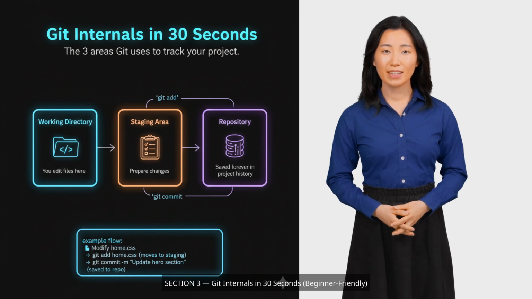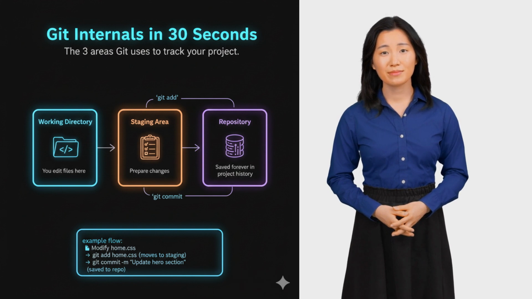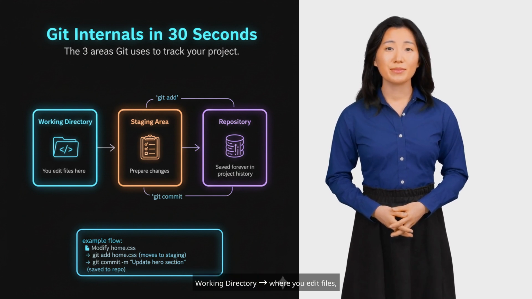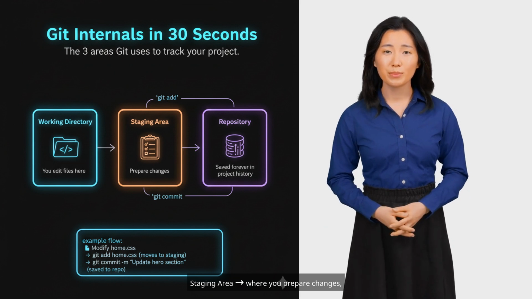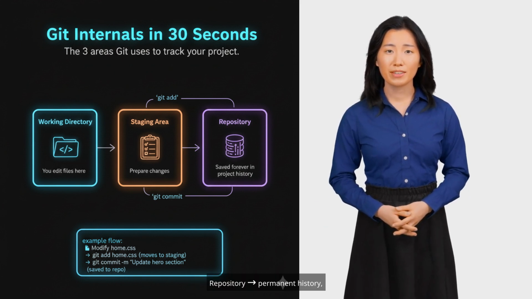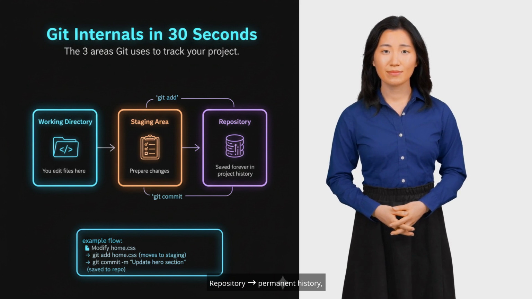Section 3. Git internals in 30 seconds. Beginner friendly. Git tracks 3 areas. 1. Working directory, where you edit files. 2. Staging area, where you prepare changes. 3. Repository. Permanent history.